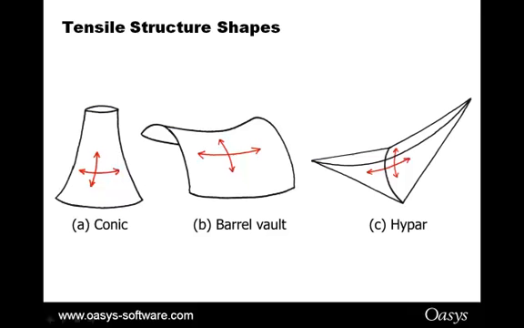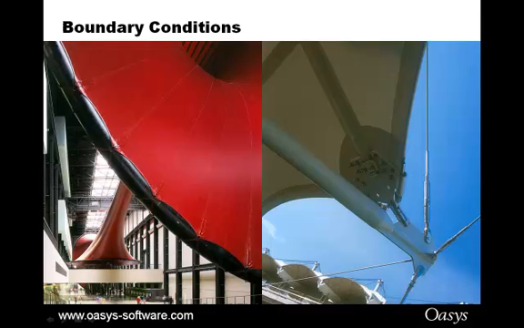Shape is important for these fabric structures, and you typically will be looking for a double curved surface to achieve the stiffness. Three basic forms: the conic, the barrel vault, and the hypar. Just about all fabric structures are variations on these three shapes. Edge conditions, you typically have either a fixed edge, such as on the left with the steel beam, or a flexible edge on the right with a cable. You model both of these in GSA.